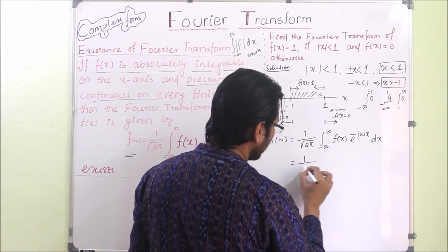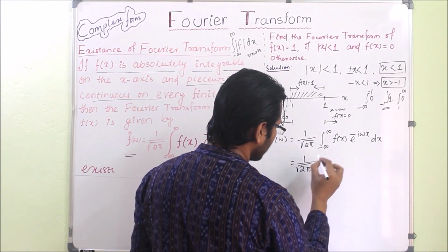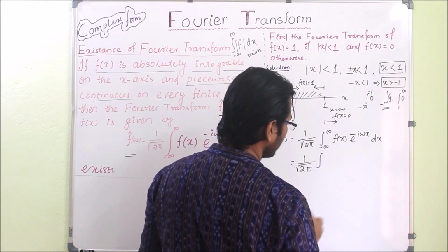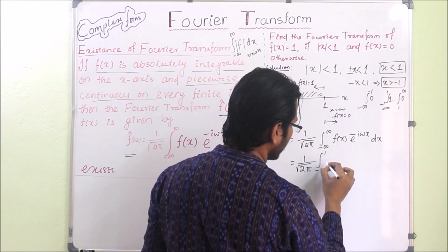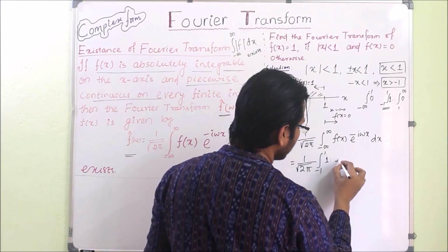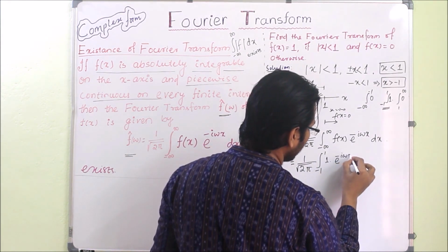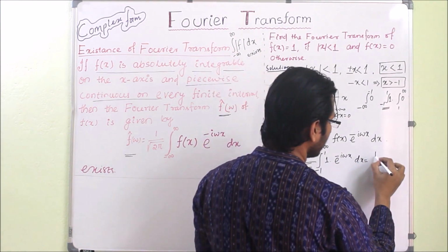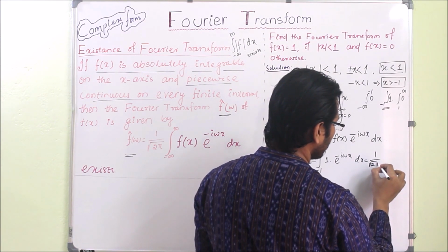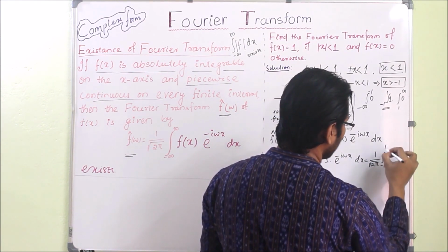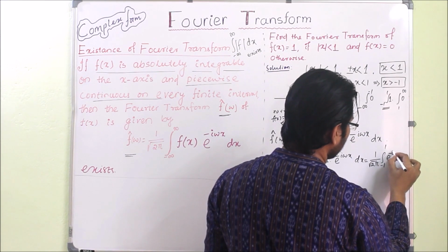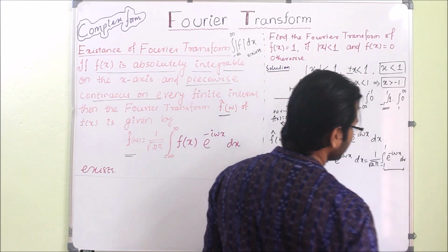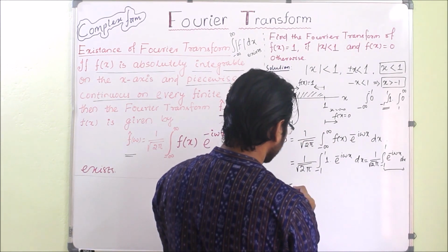So what will happen? It will be 1 by square root of 2 pi into integration from minus 1 to 1, f of x will be 1, so 1 into e to the power minus iwx dx. Or simply, if I simplify, it will be 1 by square root of 2 pi, integral from minus 1 to 1, e to the power minus iwx dx. So what we will do, we will solve this integral. If we solve this integral, then what will happen?